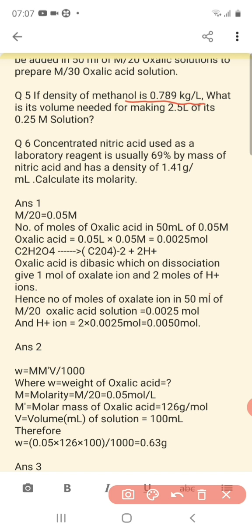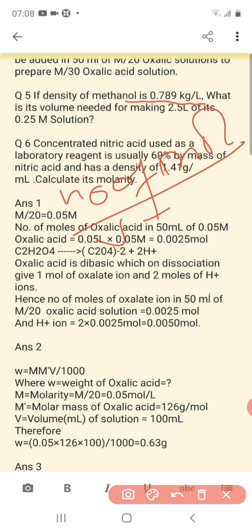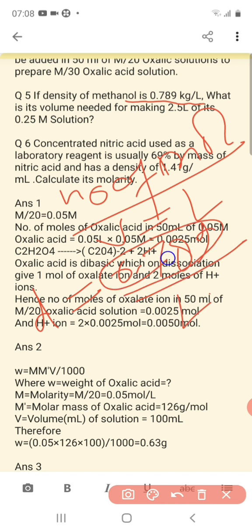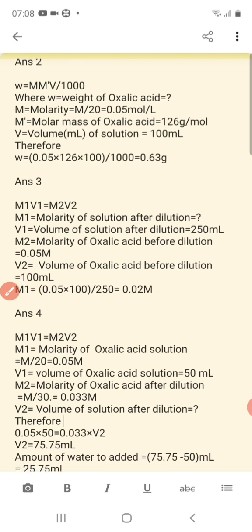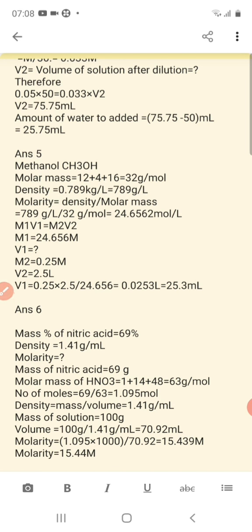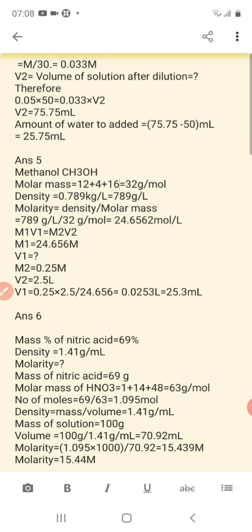It is nothing but number of moles divided by volume in liter. Here density is equal to 0.789 divided by liter. Now how will you convert this mass into number of moles? Let us see the solution. First find the molar mass of methanol. You should know the formula of methanol. It is CH3OH and the molecular weight is 12 plus 4 plus 16, which comes out to be 32 grams per mole.